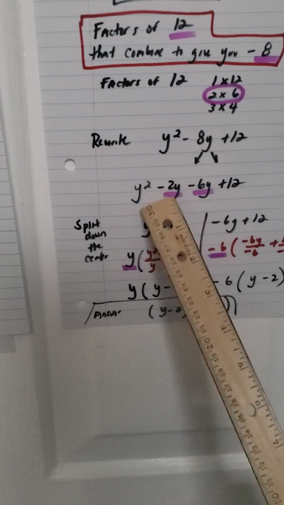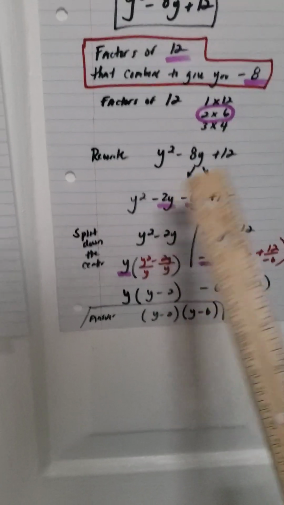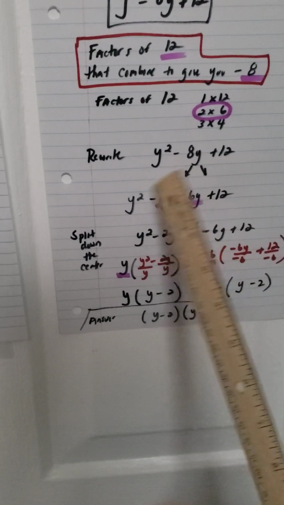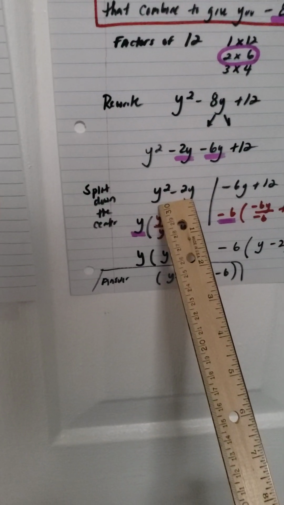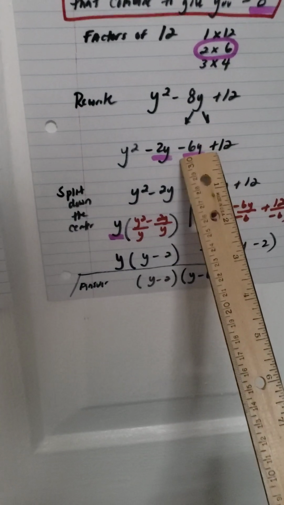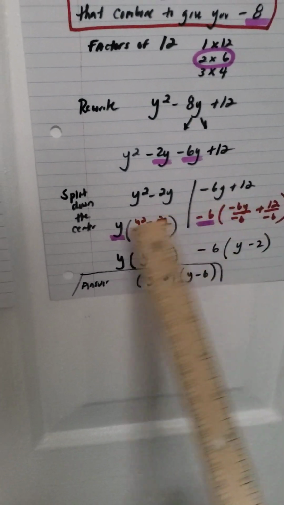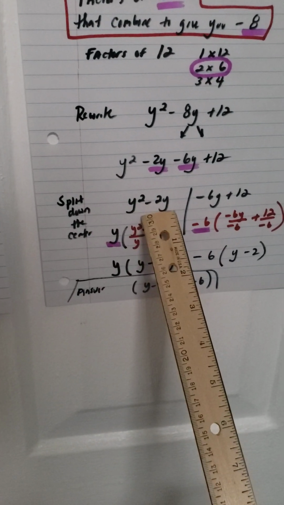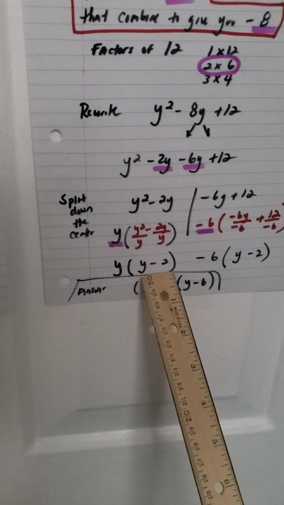And it doesn't matter which one I put first, so don't get hung up on that. It doesn't matter. I promise it'll work out the same. I promise. Okay, so I'm going to split it down the middle right here. I'm going to put the y squared minus 2y on the left. And I'm putting, make sure you keep the sign, that negative 6y plus 12. I'm going to pull out the greatest common factor over here, which would just be the letter y. I divide both of them by y, and I get y minus 2.